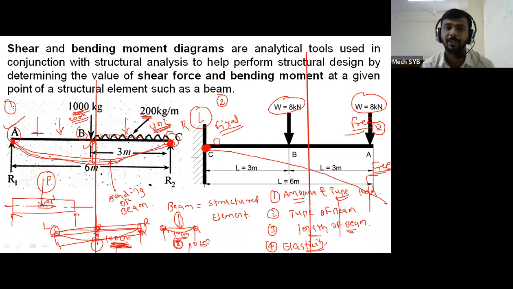Okay, so this is the basic introduction related to the simply supported beam and cantilever beam, and when they are subjected to a number of loads simultaneously, how the bending of the beam is taking place. And that bending of the beam mostly depends upon 4 points, that is amount of load, type of beam, length of beam, and the elasticity of the beam material. So this is related to the basic introduction.